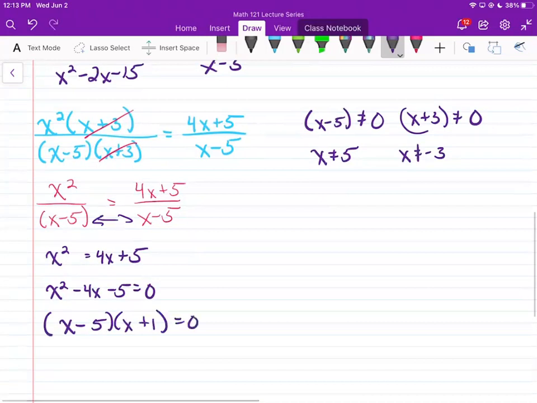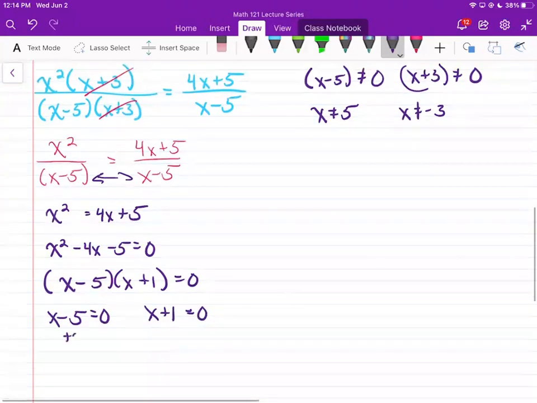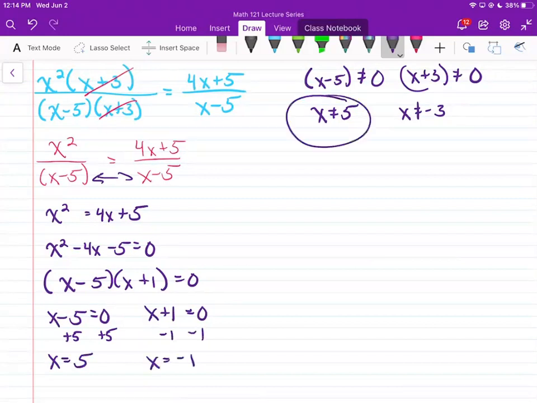Remembering the zero product property, which tells us that if two things are multiplied together, one or both of them must equal 0, I can solve for x and I get x equals 5, or I get x equals negative 1. Remember from our restrictions, x cannot be 5, so our only solution is x equals negative 1.